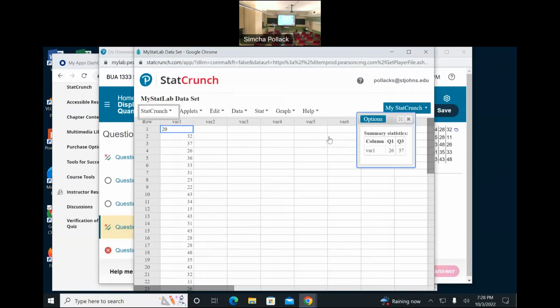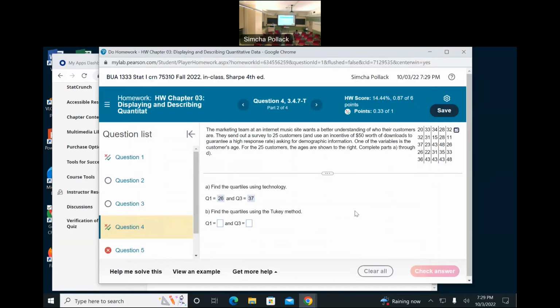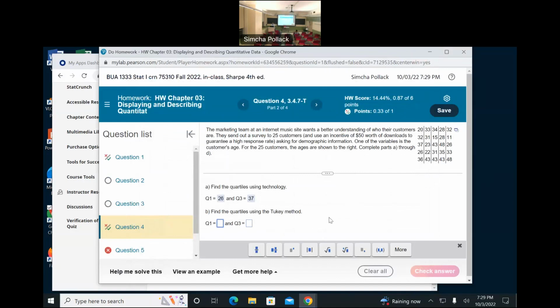Okay, 26 and 37. So that's the easy one. All right, so you type in 26 and 37, you got the answer. What about the quartile using the Tukey method? Well, first of all, in real life, you wouldn't use the Tukey method. The Tukey method was good before calculators and things. It goes back 150 years. And there was like another way of doing it.